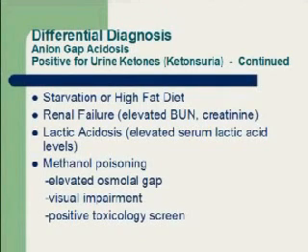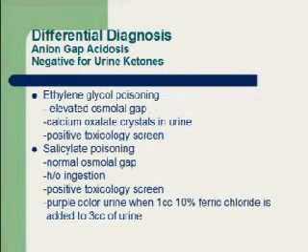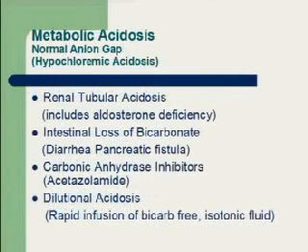Lactic acidosis, elevated lactic acid levels. Methanol poisoning, visual, which can lead to elevated osmolar gap and visual impairment. Positive toxicology screen is usually seen. In ethylene glycol poisoning, elevated osmolar gaps will occur. Calcium oxalate crystals will form in the urine. Positive toxicology screen. You also can see in salicylate poisoning normal osmolar gap, history of ingestion, positive toxicology screen, purple color in the urine, 1 cc of a 10% ferric chloride is added to 3 cc's of urine.